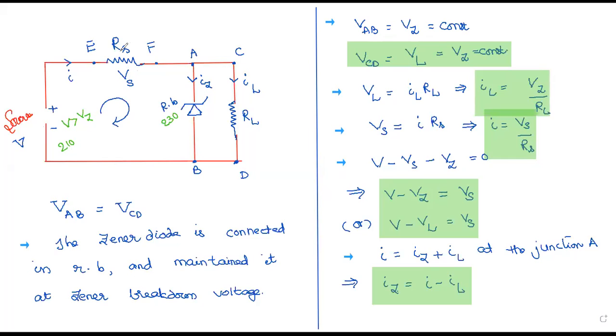According to the formula, Vs is equal to I into Rs. Here, this is 210, so will it maintain the breakdown voltage? No, sir. Less than breakdown means the Zener diode can't maintain the breakdown voltage. This is your breakdown circuit. Okay, actually, it will come like this. So this is the breakdown.